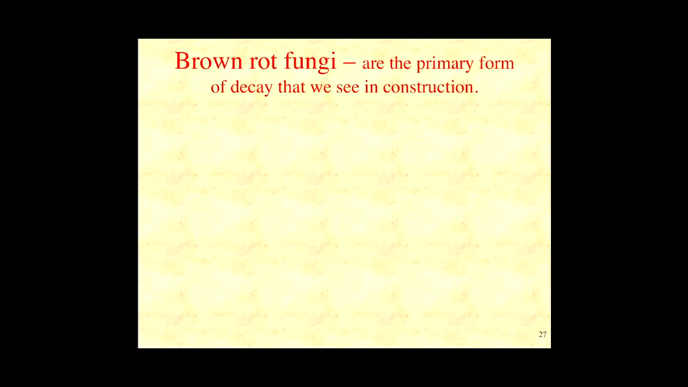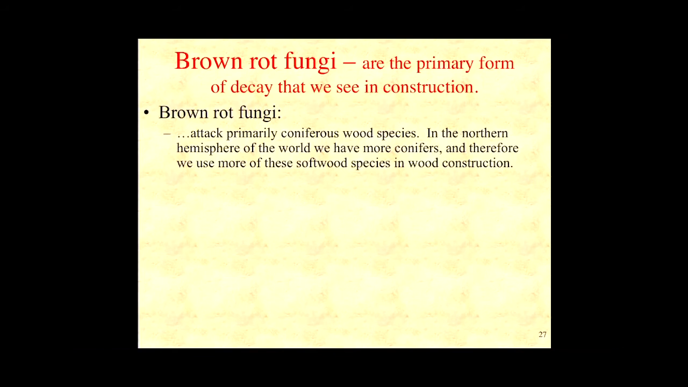As I mentioned, the brown rot fungi are the ones that we're primarily interested in the structural environment. So those, given the limited time we have, are the ones that I'll focus on in telling you just a little bit more about. Brown rot fungi attack coniferous wood species. You already know that. We're in the northern hemisphere of the world. We grow much more conifers in the northern hemisphere. The southern hemisphere has more hardwoods, right? So we just naturally, therefore, have more brown rot fungi.